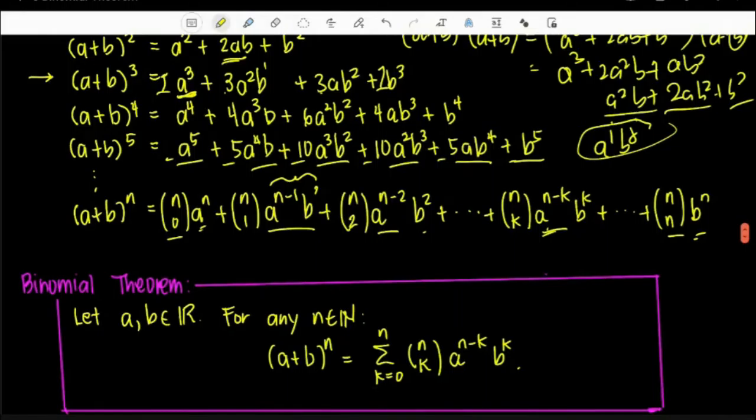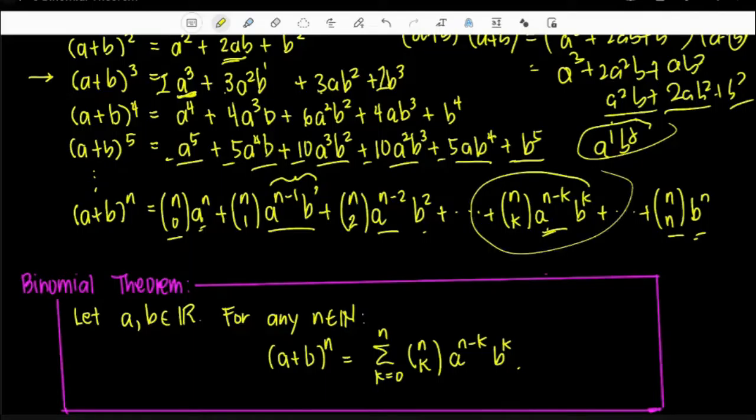So, in general, we write that as the binomial theorem. So, let a, b be two real numbers, for any exponent n from the set of natural numbers, we have (a plus b) to the n equals. So, we just put it in summation notation for a more compact form. So, summation k equals 0 to n of n taken k, a to the n minus k, b to the k. So, ito yung general formula.